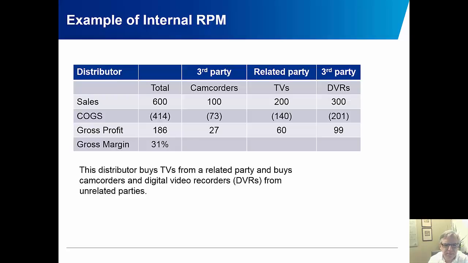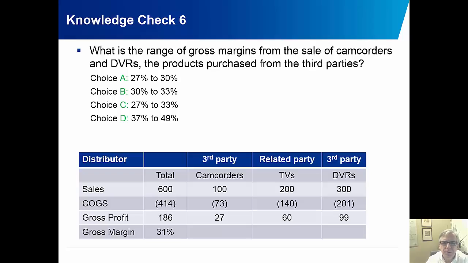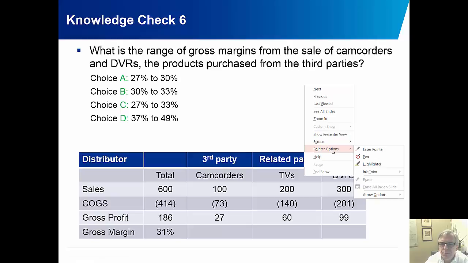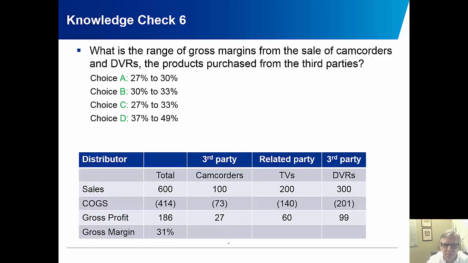That's our next slide. So here is basically a knowledge check to just really ask you to think about filling in what would the gross margin be for all of these three different categories. But particularly, let's start off with what are the gross margins when we work with unrelated suppliers, our third parties. I'm just going to bring up a pen and say I tried to make these numbers easy.